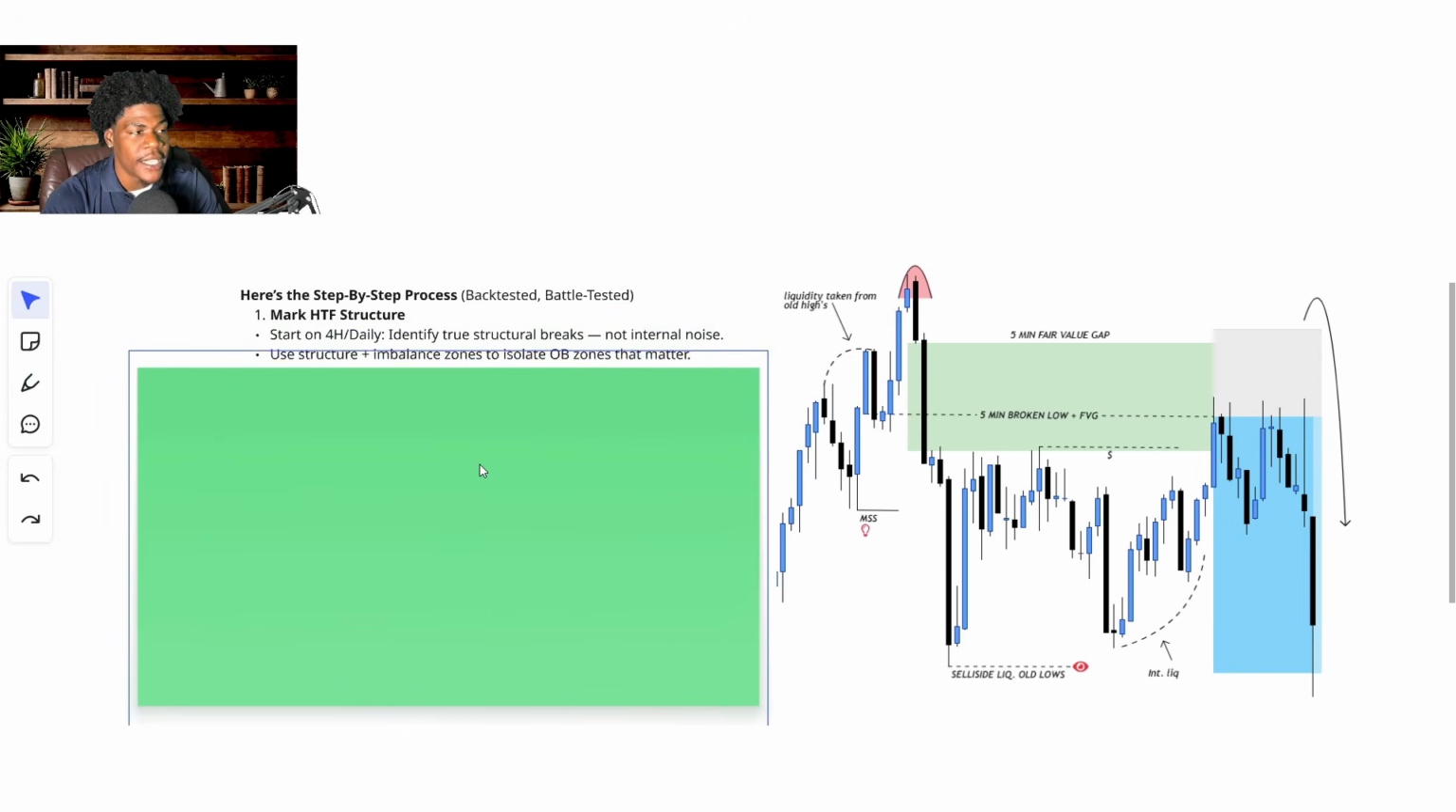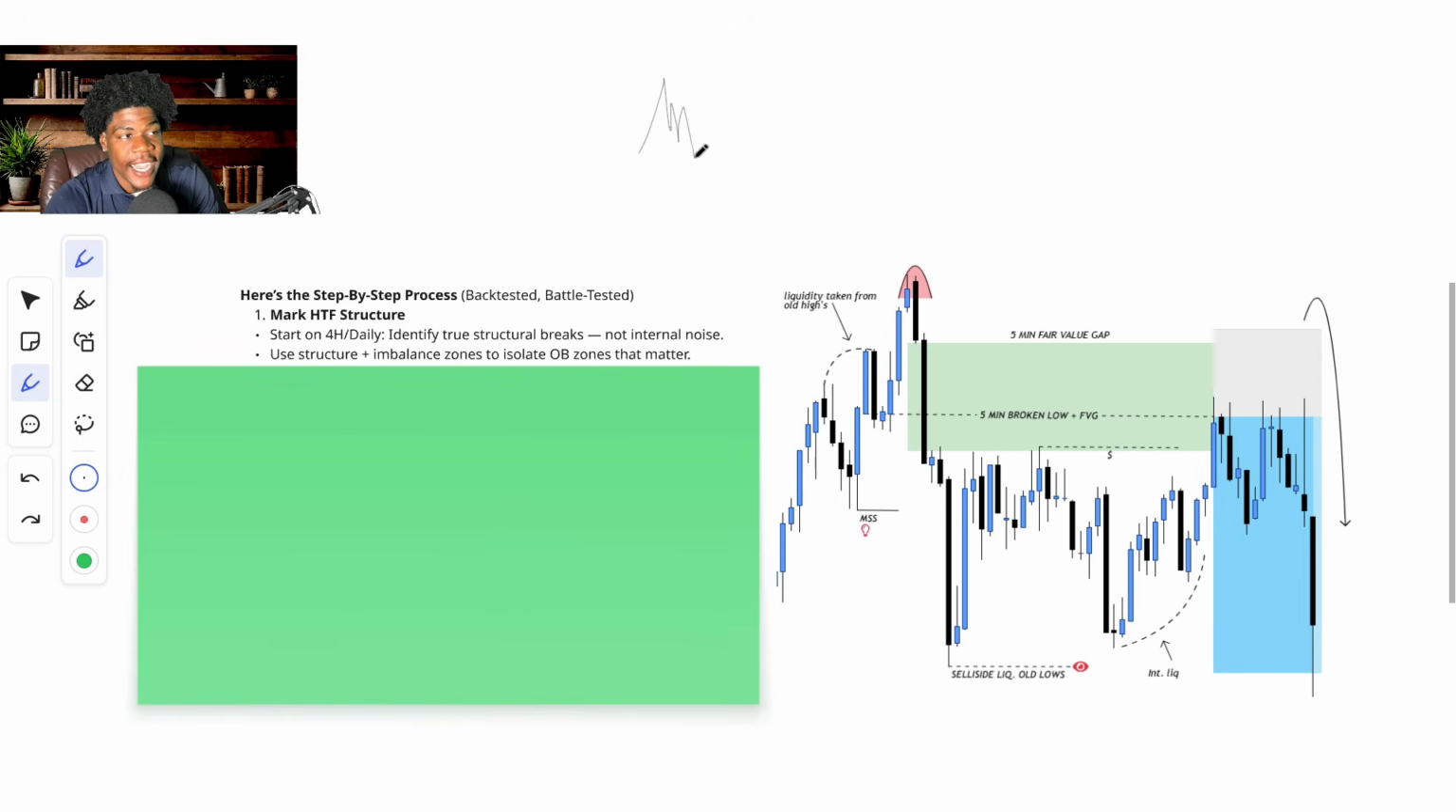The first step we have to do is mark our higher time frame structure. Start on the 4 hour to the daily. We have to identify the true structural breaks, not internal noise. Use structure plus imbalance zones to isolate OB zones that matter.